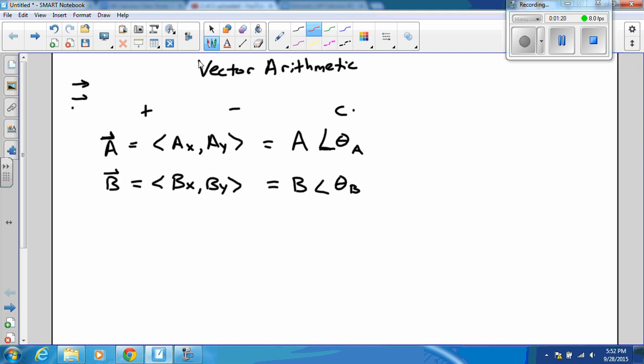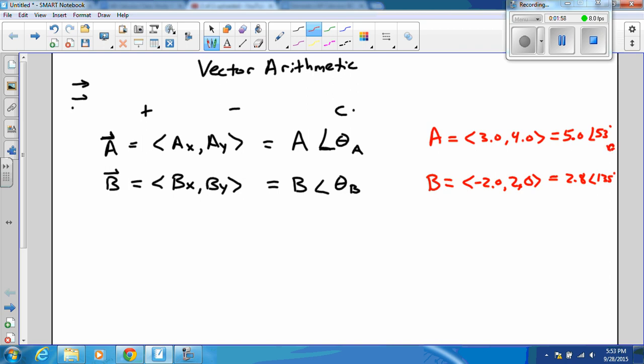And just to make it definite, in case this is a little intimidating for you, let's let A be vector 3.0, comma 4.0, which just happens to be the same as 5.0 at an angle of 53 degrees. The only way I can find that out is actually by putting it on graph paper and measuring it, which we will do in just a moment. And likewise, let's let the vector B be negative 2.0, comma positive 2.0, which is equal to the vector 2.8 at an angle of 135 degrees. And both of these are going to be in the units of centimeters.